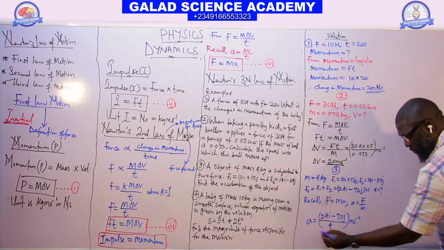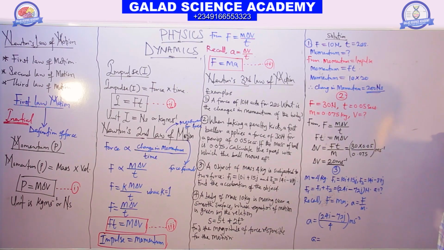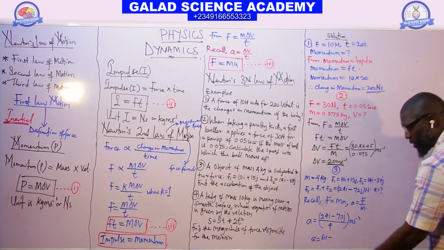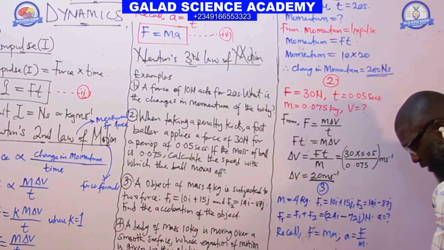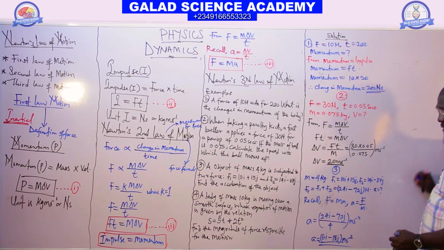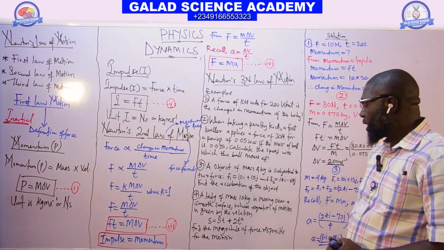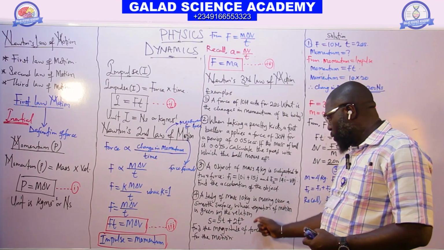So if you like, you can split it further. Acceleration: 4 into 24 is 6, and 4 into 72 is 18. Here we have 6i minus 18j meters per second squared. This is the acceleration.